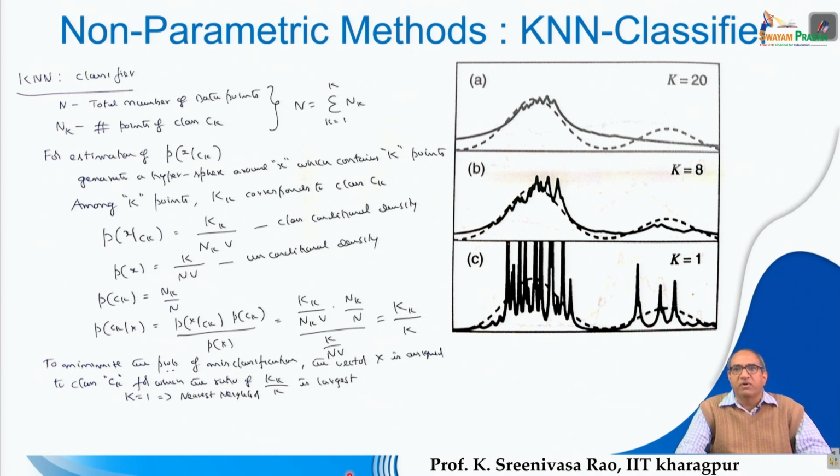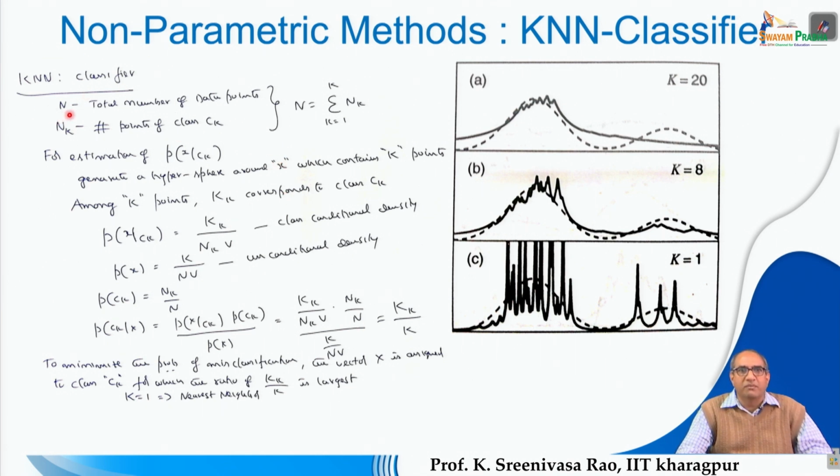That is the idea of k nearest neighbor. This concept can be used for estimating the probability density, and the k nearest neighbor can also be used as a classifier. So, here we will see how the k nearest neighbor can be used as a classifier.